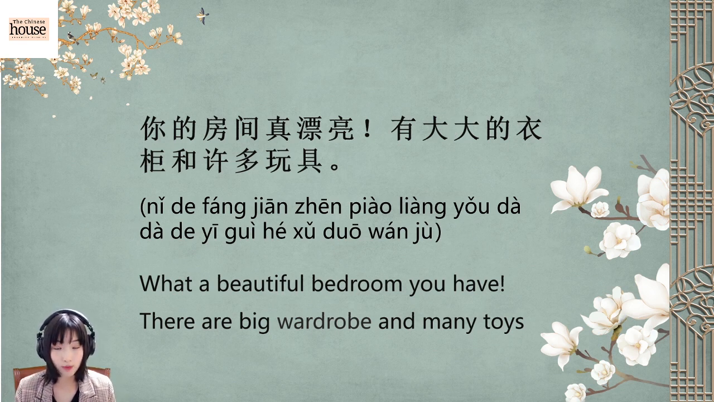This is so big. You can say in Chinese it's big. So 大 means big. You can say it's 大大的. So 有大大的衣柜, wardrobe we have learned, 衣柜和, and 许多 means so many. 许多玩具, we have learned this before. It means toys. 你的房间真漂亮. 有大大的衣柜和许多玩具.